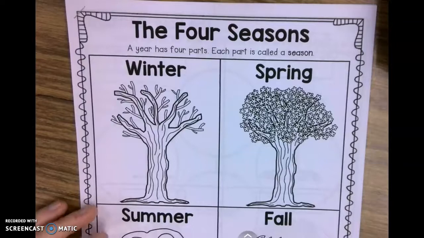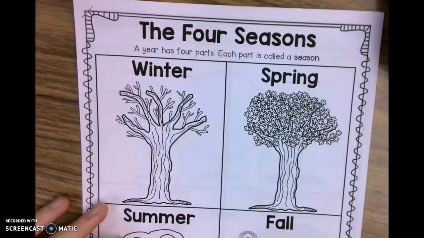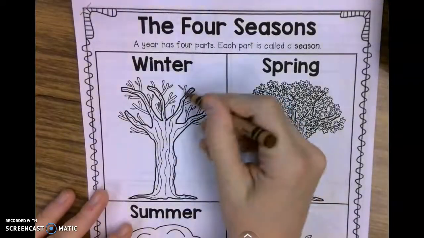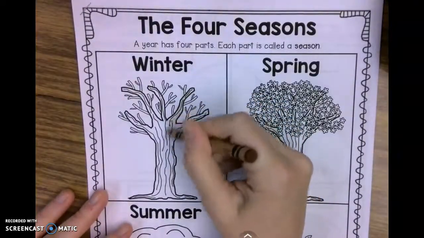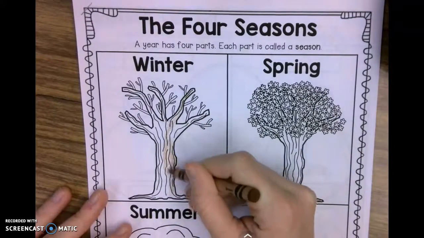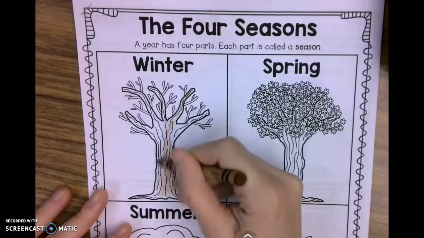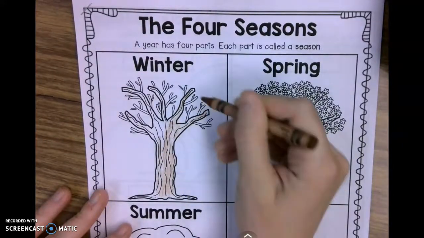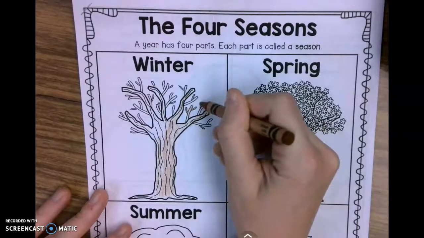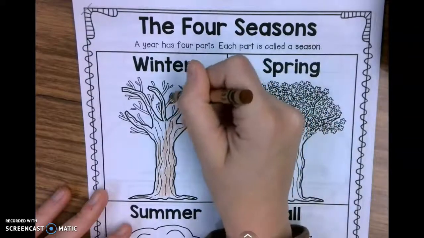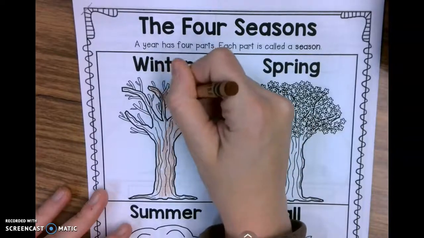Okay, so the first one says winter. What do you think of when you think of winter? So for me, I'm going to color my tree. And you can take your time to do this. I'm just going to do a little bit with you. So for me, what I think of is snowmen and snow and it being a bit cooler. Very cold, actually. I think of the holidays.